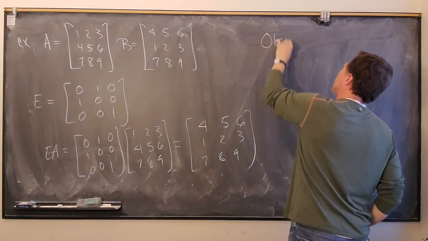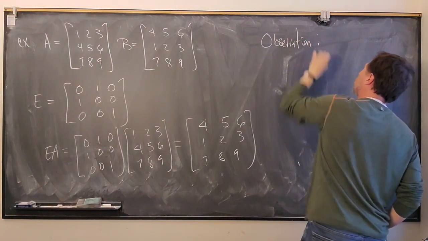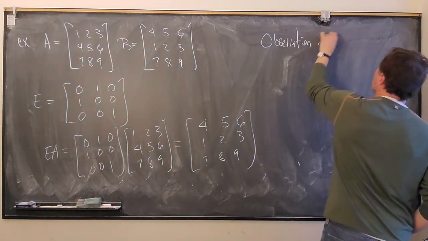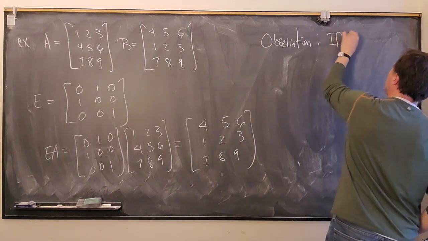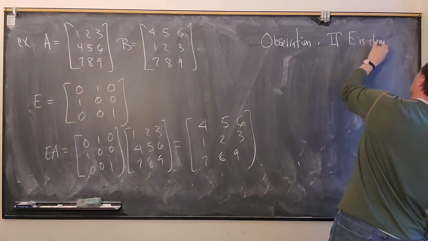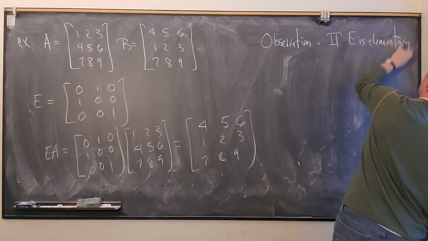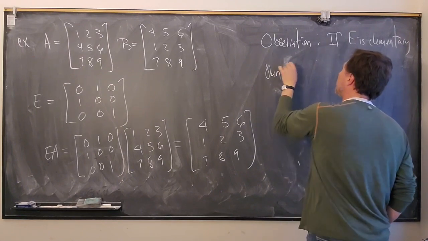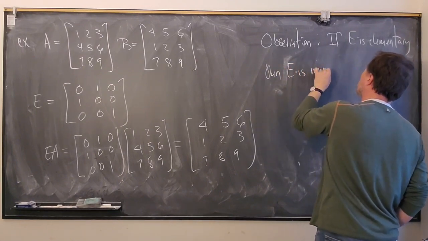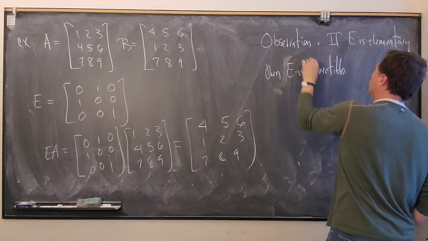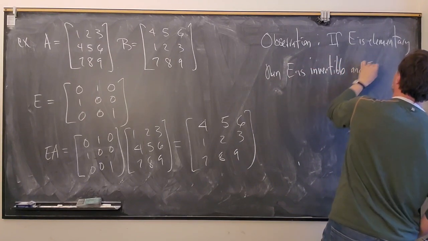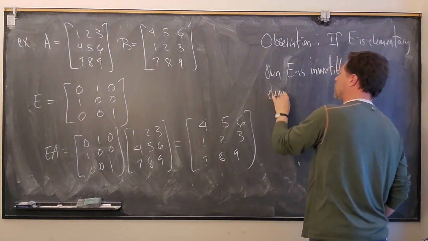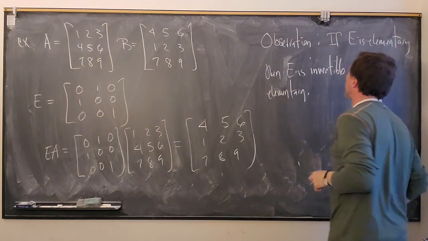I'll just write this as an observation. If E is elementary, then E is invertible, and E inverse is also elementary. So E inverse is elementary. So you might want to think about why that's true.